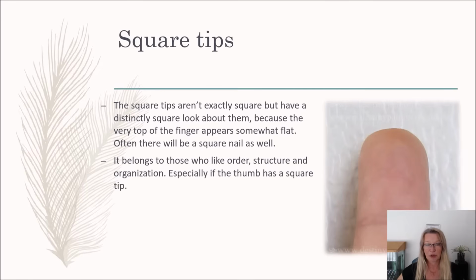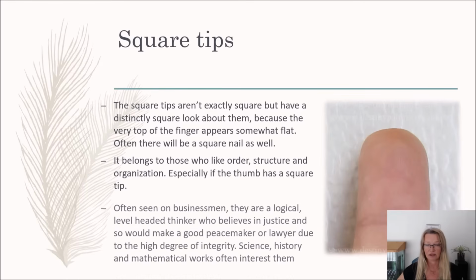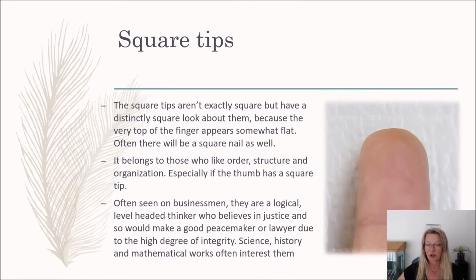So the square tips belong to those who like order, structure, and organization, especially if the thumb too has a square tip and a square nail. This is often seen on businessmen. They are logical, level-headed, and they believe in justice, and so they make good peacemakers or lawyers due to their high degree of integrity. Science and history and mathematical works often interest them. If it doesn't interest them, they're usually at least good at those subjects.